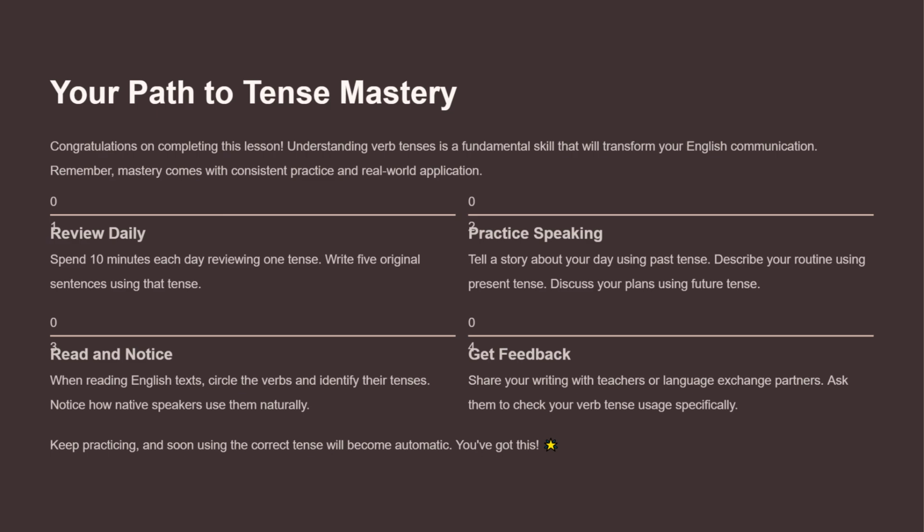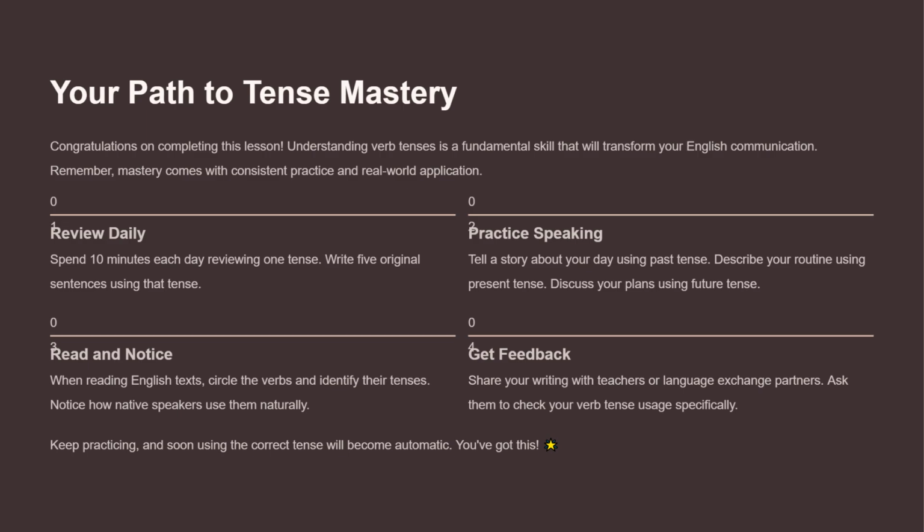Spend 10 minutes each day reviewing one tense. Write 5 original sentences using that tense. And then tell a story about your day, practicing using past tense. Describe your routine using present tense and discuss your plans using future tense.